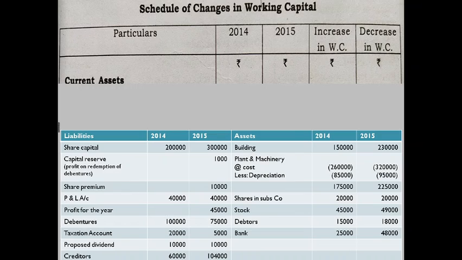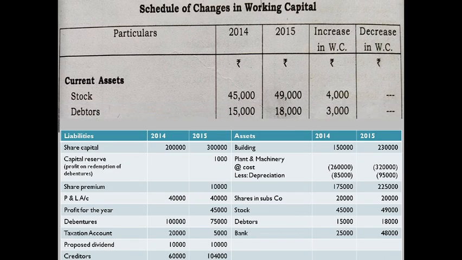We will begin with current assets, and if you go to the asset side, there are current assets: stock, debtors and bank. Let us write each one. First one, stock. In the beginning it was 45,000, by the end it was 49,000. So there is an increase in the current asset, so it has to be shown on the increase in working capital side. Next one is debtors. In the beginning it was 15,000, by the end it was 18,000. Again there is an increase in the value of current assets, so it leads to an increase in working capital. So the difference amount is shown in the increase in working capital column.